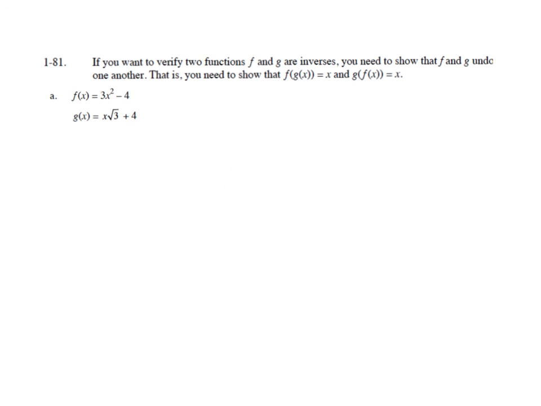So let's give this a try. Let's see if this f of x and g of x happen to be inverse functions. So we're going to find f of g. I should switch those colors around. We take f of g of x by taking the g of x function and plugging it into the f of x function. So I have 3 times my g of x function squared minus 4.